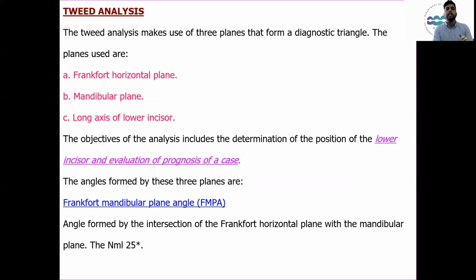If the value is more than 25 degrees, the inference is that the growth pattern of the patient will be a vertical growth pattern, otherwise known as hyperdivergent growth pattern. If the value is 25, the growth pattern of the patient will be average growth pattern or normodivergent growth pattern. If the value is decreasing or less than 25 degrees, the patient is horizontally growing or hypodivergent.